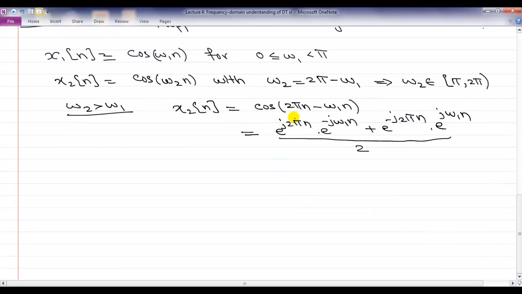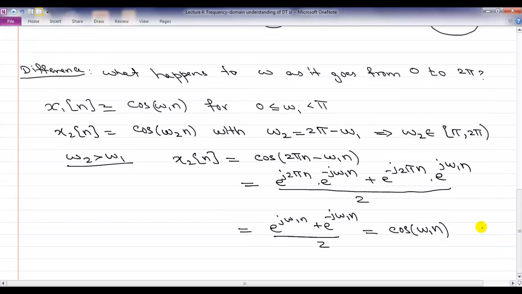Now e to the j 2 pi n, you will see this again and again. If it's e to the j 2 pi times an integer, it is 1. And e to the minus j 2 pi n is also 1. So all I get is e to the j omega 1 n plus e to the minus j omega 1 n over 2, which is equal to cosine of omega 1 n. Okay.